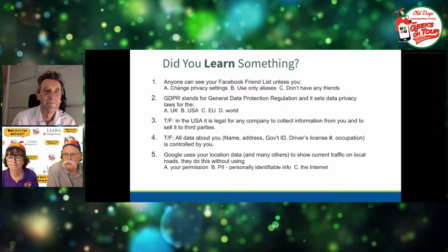All right. Google uses your location data and many others to show current traffic on local roads. They do this without using A, your permission, B, personally identifiable info, or C, the internet. The answer is B, or at least that's what they tell us. Because you have given them your permission for location when you use the app. And yes, they say personally identifiable info is not used in that.